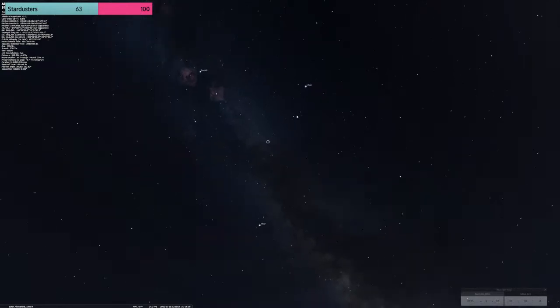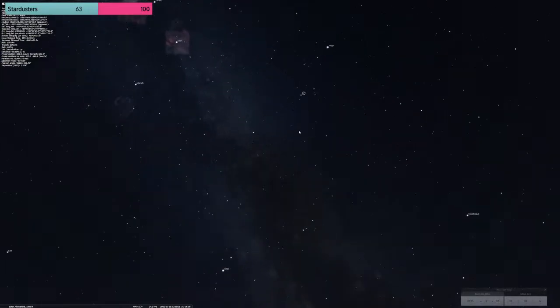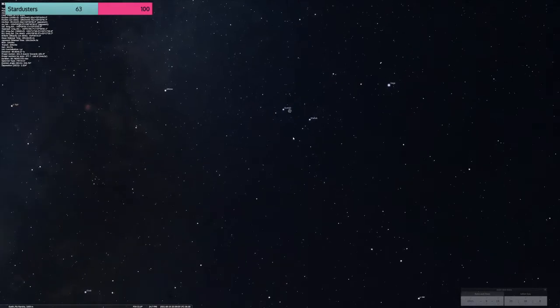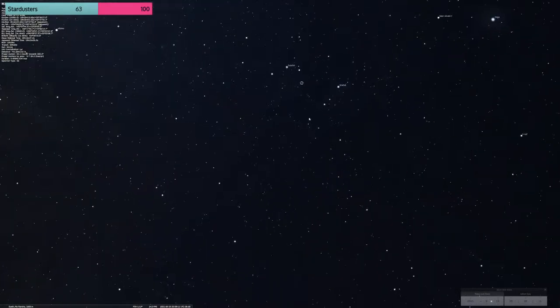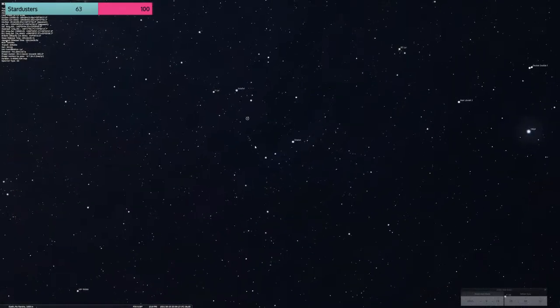Another object that's actually kind of interesting in this part of the sky is located over here in the constellation Lyra the Harp.